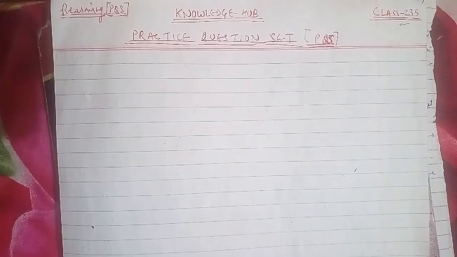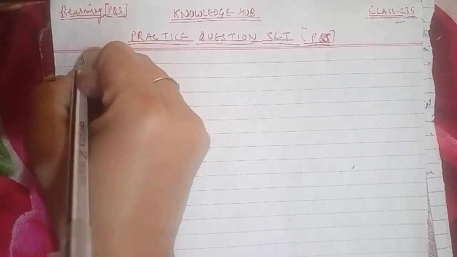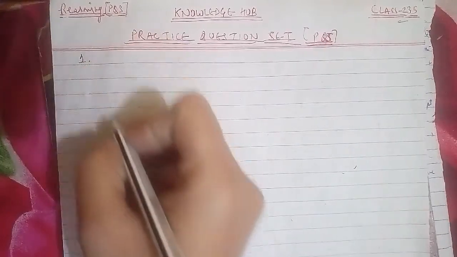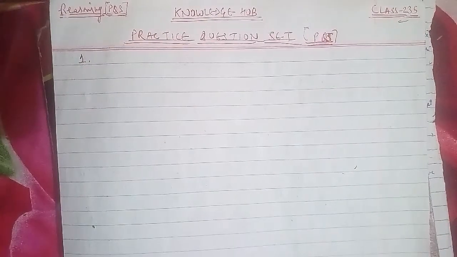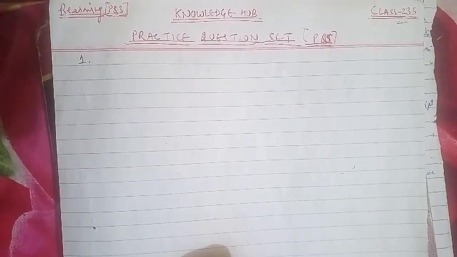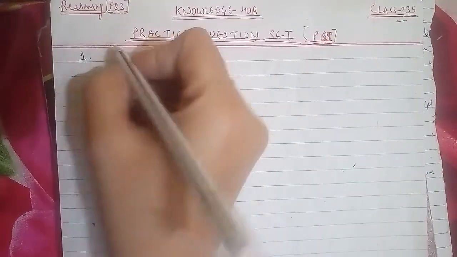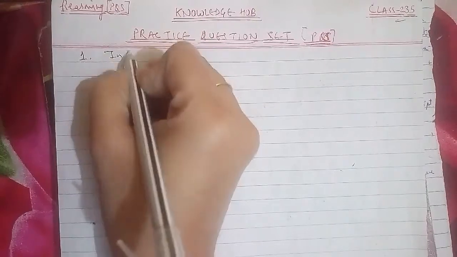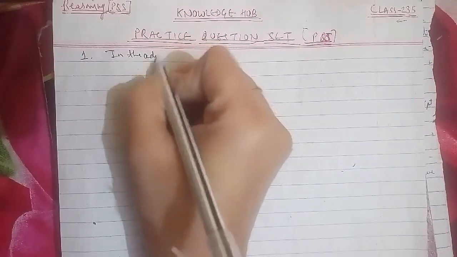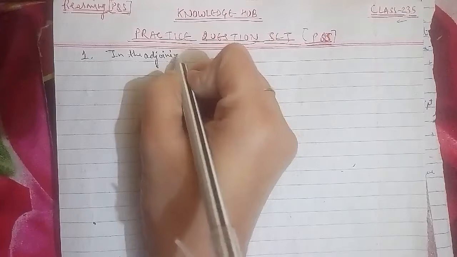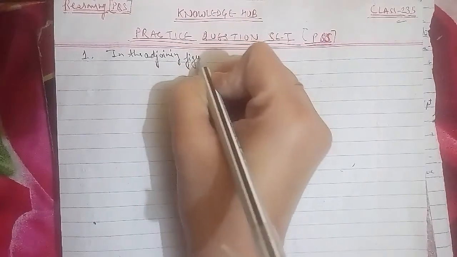The first question of the session is: in the adjoining figure, dots are arranged in a spatial way. How many rows in all would have 4 dots in each? That we have to explain. So, in the adjoining figure, dots are arranged in a spatial way.